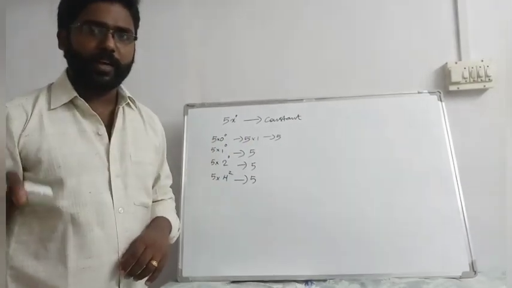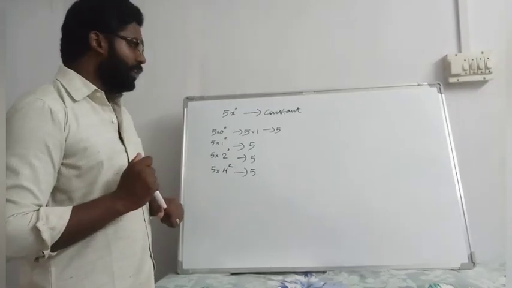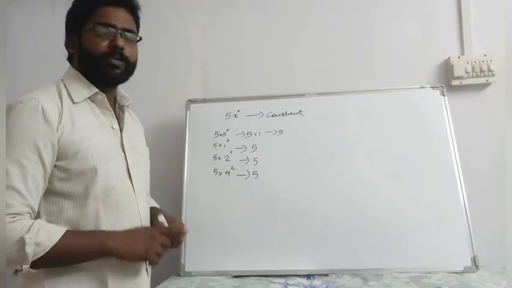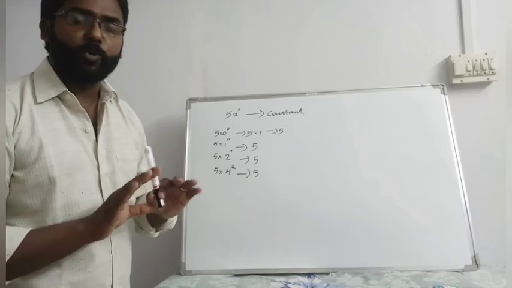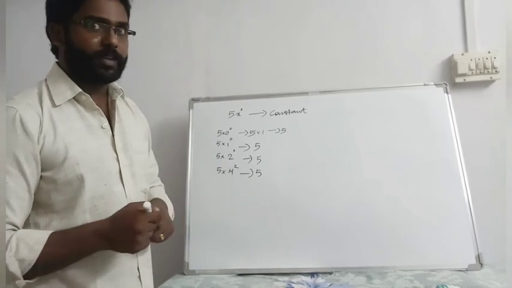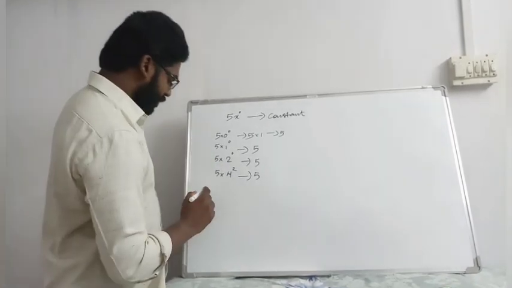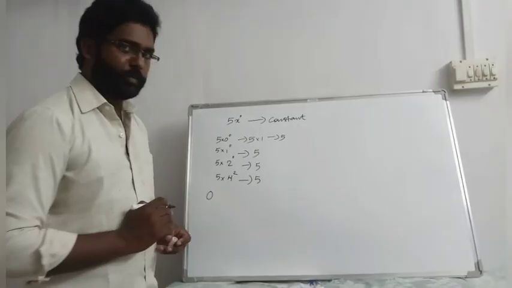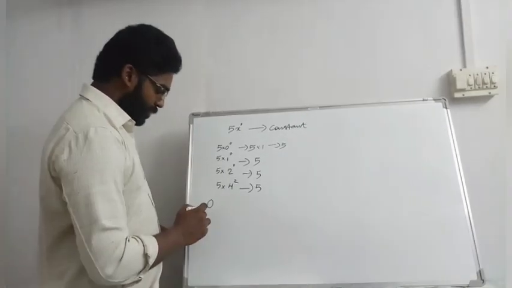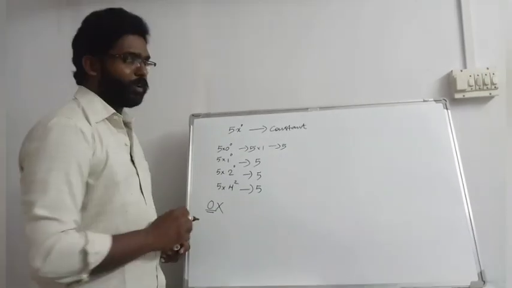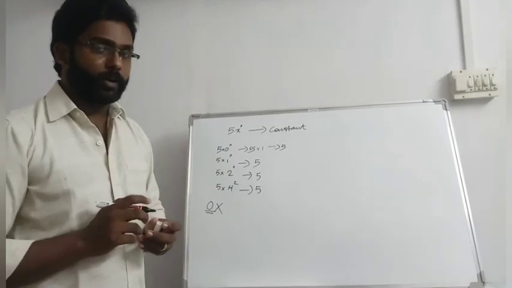So underline that: a non-zero constant polynomial has no zero. Non-zero constant polynomial. Not zero, non-zero.